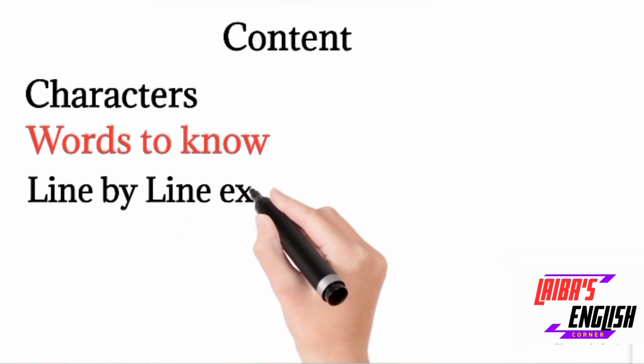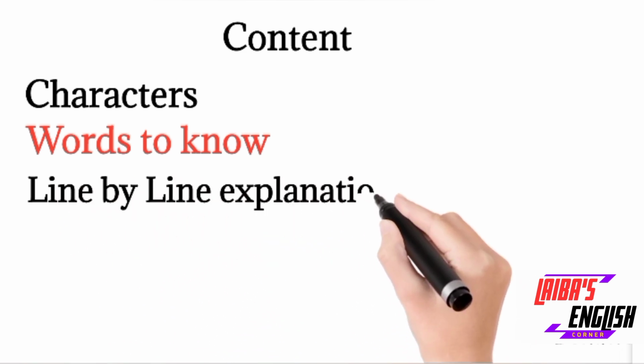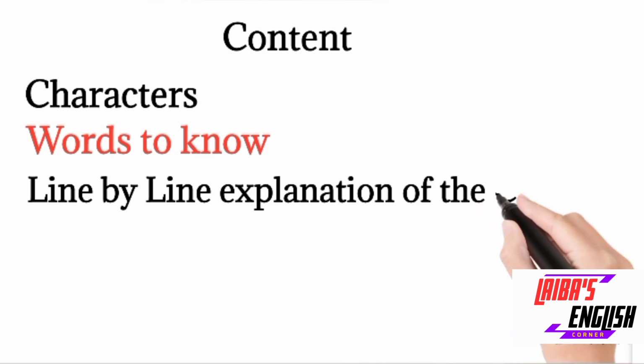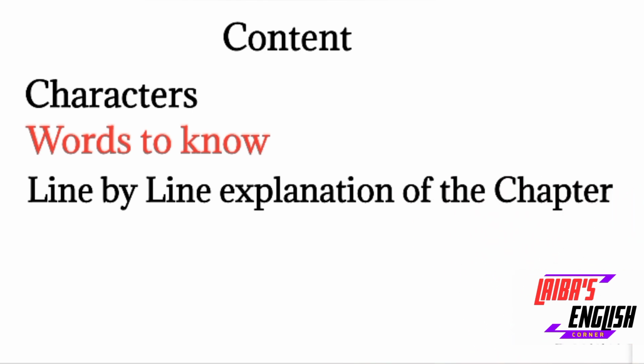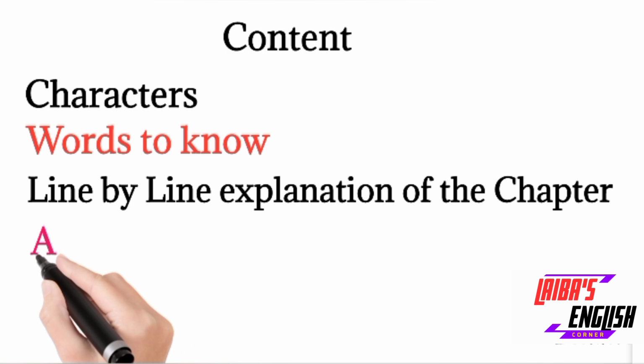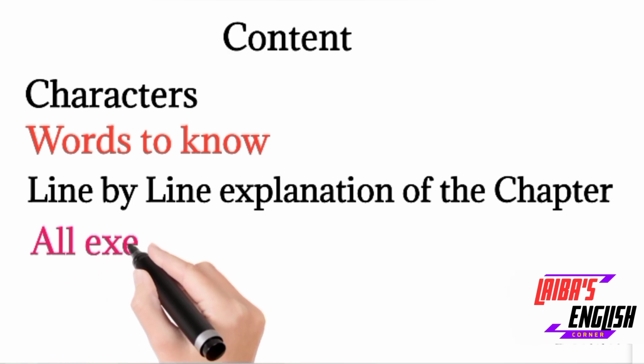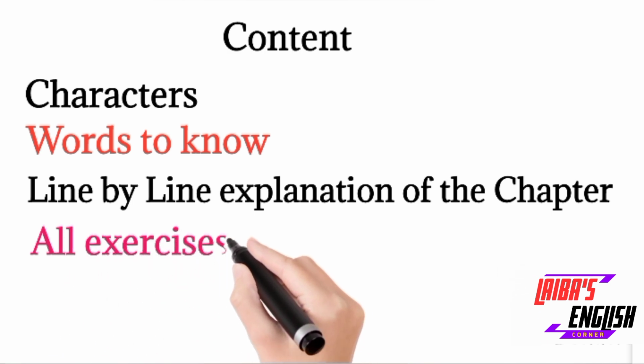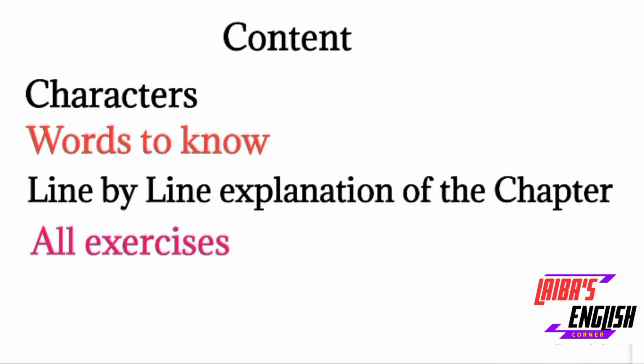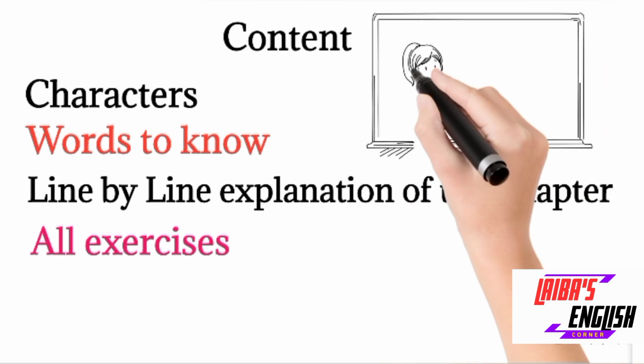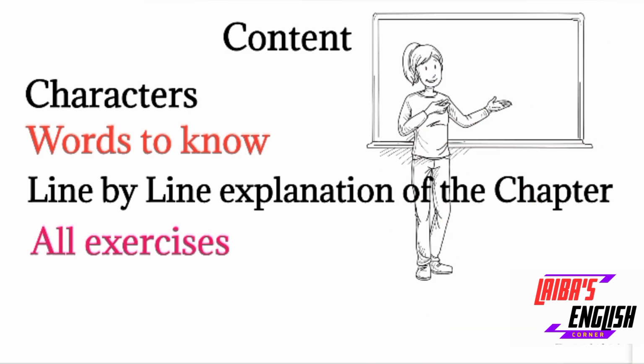And then we are going to do line by line detailed explanation. I will try my level best to explain each and every line to you in easy and simpler English. After the line by line explanation, we are going to discuss the summary as well. After the explanation, I will tell you the summary, that is, what is the overall crux of this chapter. And then we will solve all exercises from A to Z in this video. So let's start with our today's video. This is the content and let's move on.